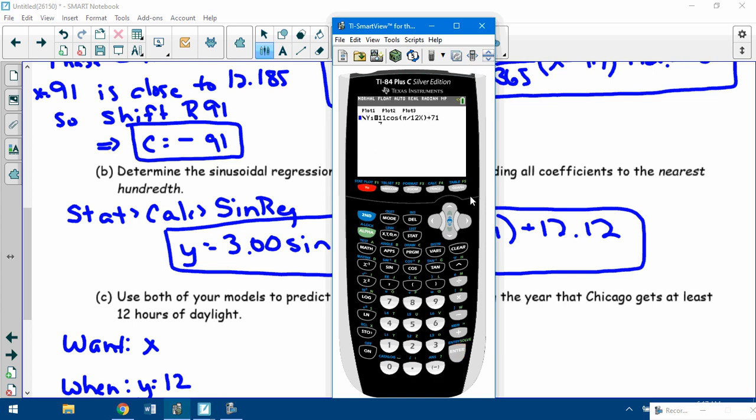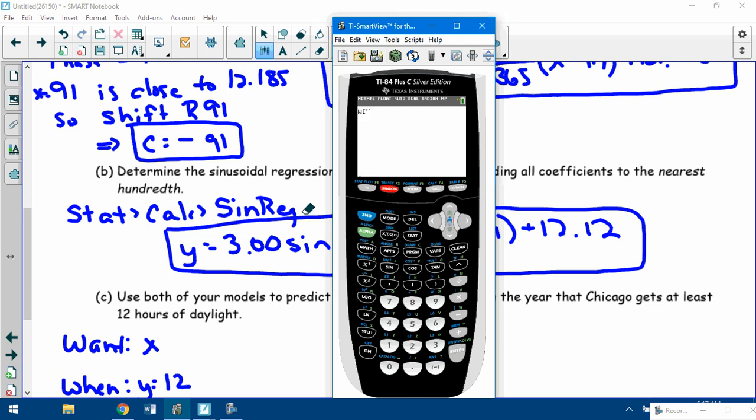So I got to go to Y equals, and I've got to plug in my first equation, 2.985 times the sine of 2 pi over 365. And then in parentheses, we put x minus 91, parenthesis, parenthesis, plus 12.185. And y2, I'm looking for 12 hours of sunlight, so that's going to be 12.